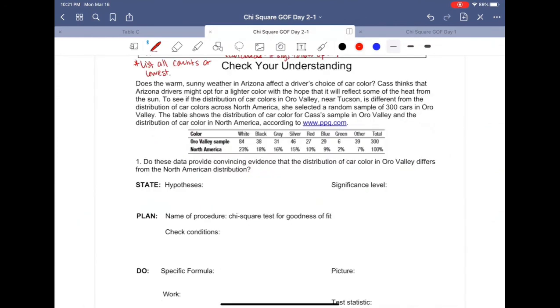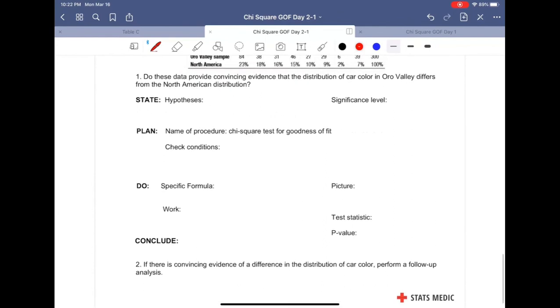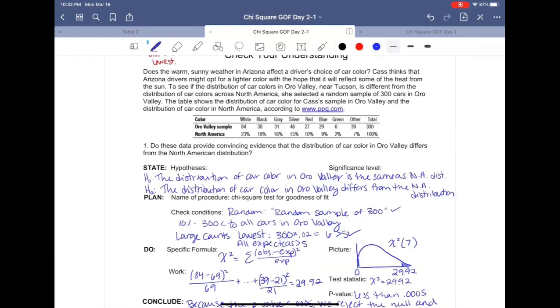So go ahead and pause the video and then try this problem. And when you've got it all filled in, come on back and we'll go over the answer. I have given you a full 4-step template down here, so you can just sort of fill in the spaces as you go.